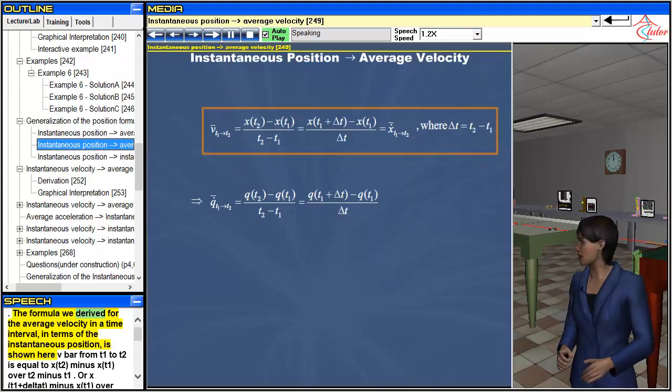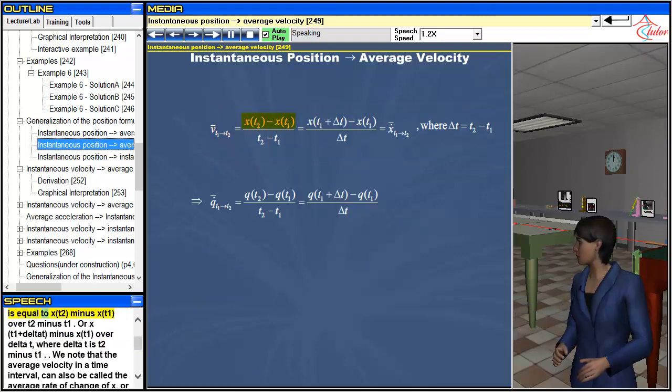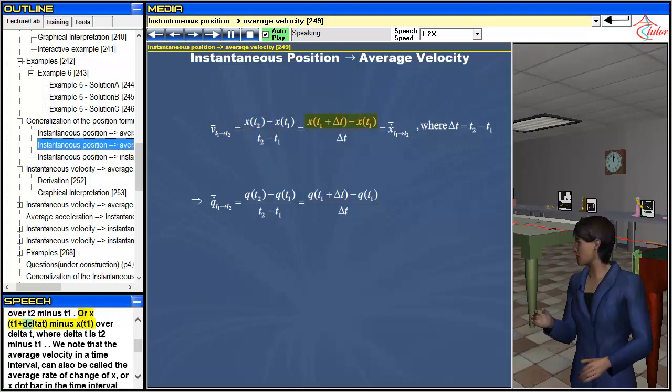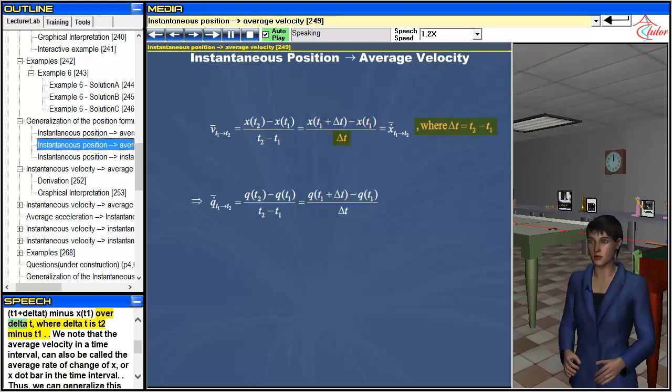The formula we derived for the average velocity in a time interval, in terms of the instantaneous position, is shown here. V bar from t1 to t2 is equal to x of t2 minus x of t1, over t2 minus t1, or x of t1 plus delta t minus x of t1, over delta t, where delta t is t2 minus t1.